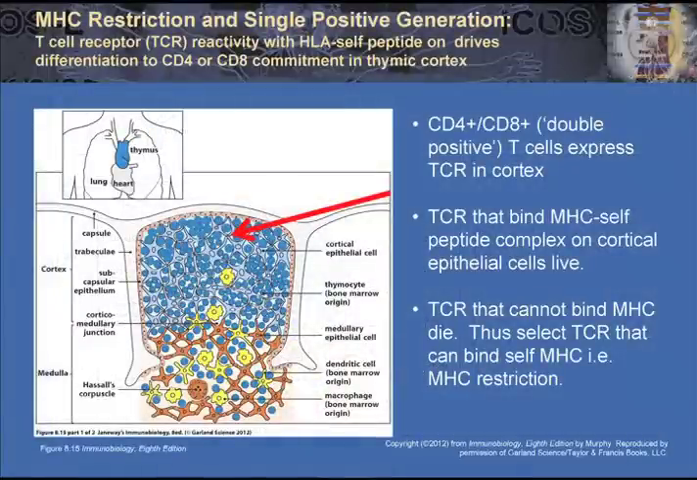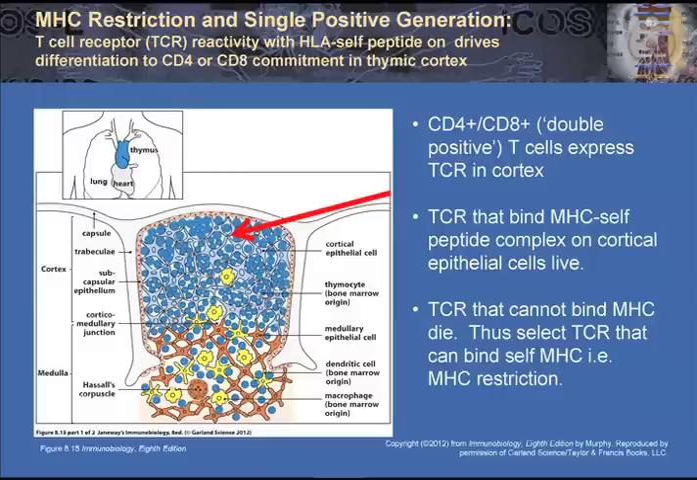So, in the cortex is where MHC restriction and single positive T cell generation occurs. When T cells get to the thymus, they start rearranging their T cell receptors. As they do so, they express both CD4 and CD8 on their cell surface. They are so-called double positives. As they percolate through the thymus, they are destined to die. 99% of those T cells die. They die if they don't generate the right kind of T cell receptor.